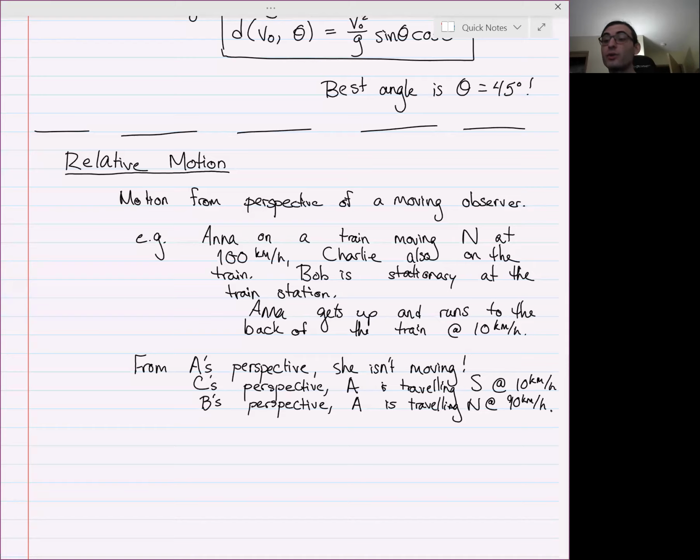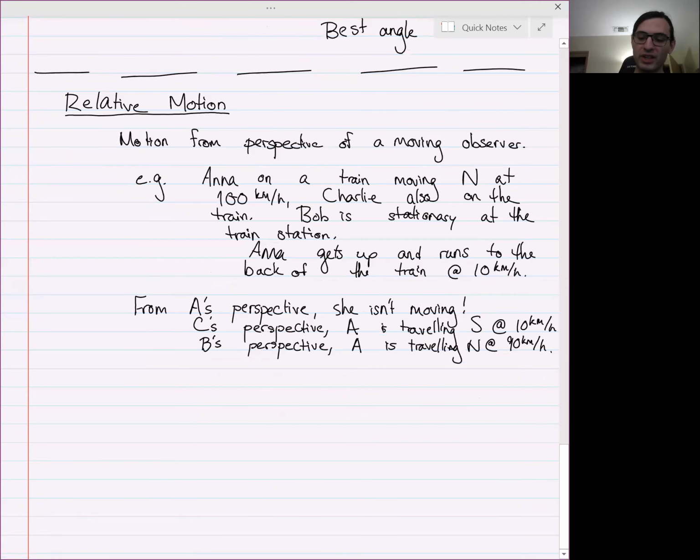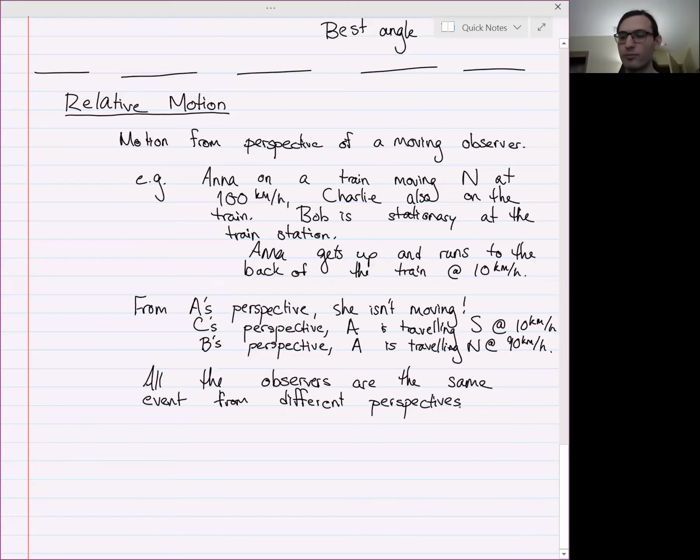So the question is how do these vectors, these vector velocities, relate to each other? And the important point is that all the observers are viewing the same event, but from different perspectives. They're all looking at Anna because she's fine. Or maybe she's not, maybe she's a train wreck, no pun intended, and something's going on. But everybody's looking at Anna. They're all looking at Anna run. So it's all the same thing, but they're getting different answers.